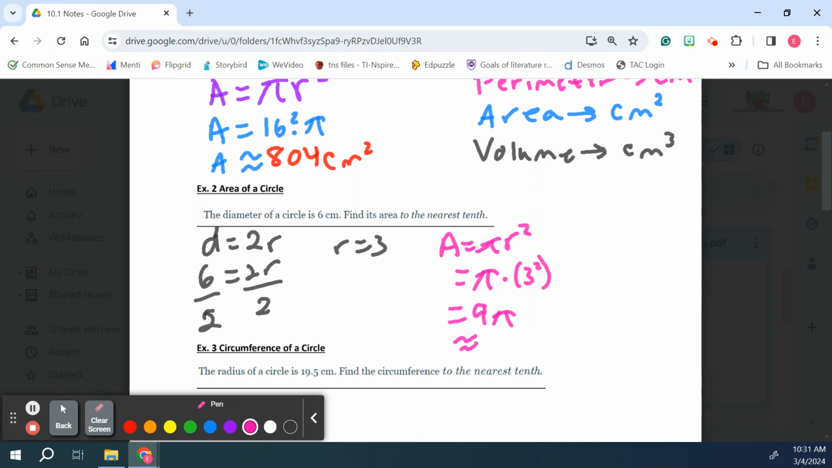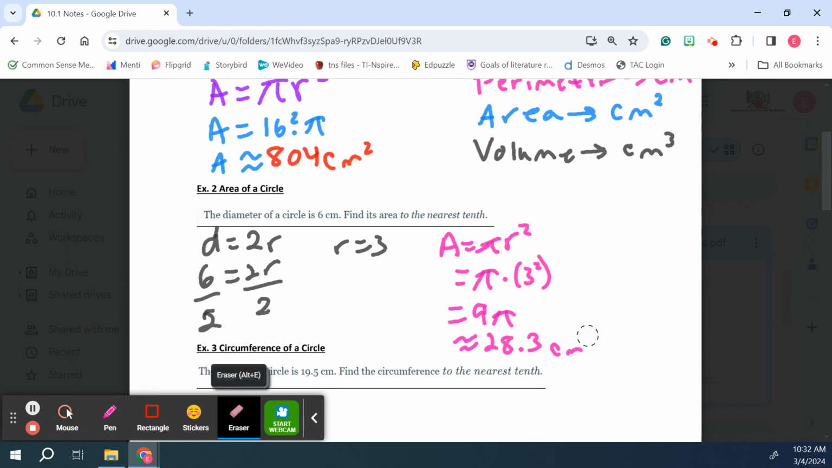What did we get? Yana? Say that a little louder, sorry. All right, so let's just say 28.3, because it said round to the tenth. We'll add units squared. Questions on this?